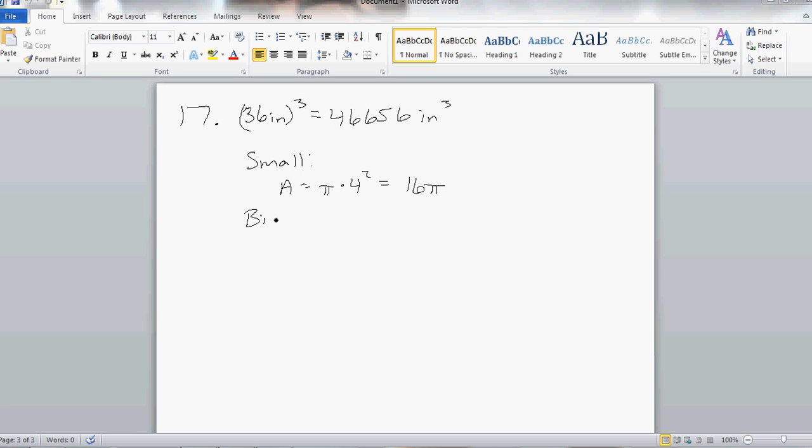The area of the big one, including the pool, would be pi times 4 plus x, the quantity squared. Now this one's not quite so simple to do the calculation. First of all, we would have to FOIL this out, so we get pi times 16 plus 8x plus x squared, and then distribute the pi. So we get pi x squared plus 8 pi x plus 16 pi.